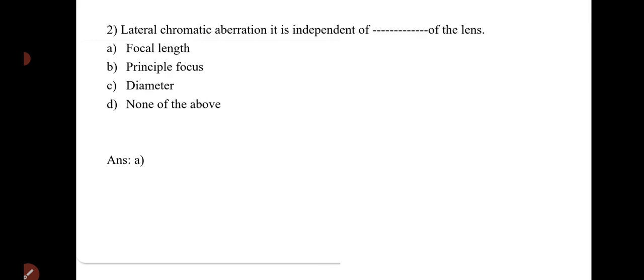Second question: the lateral chromatic aberration is independent of dash of the lens. Options: A, focal length; principal focus; diameter; none of the above. The answer is focal length. Lateral chromatic aberration is independent of focal length.